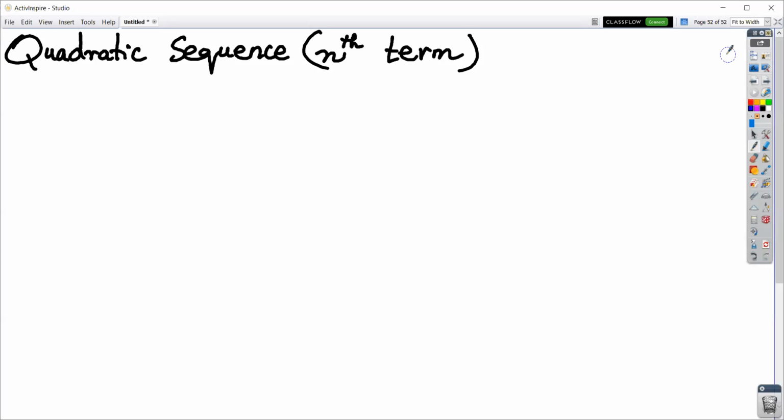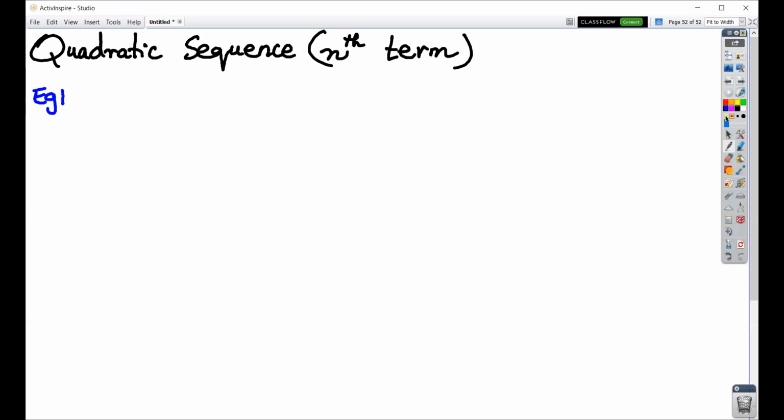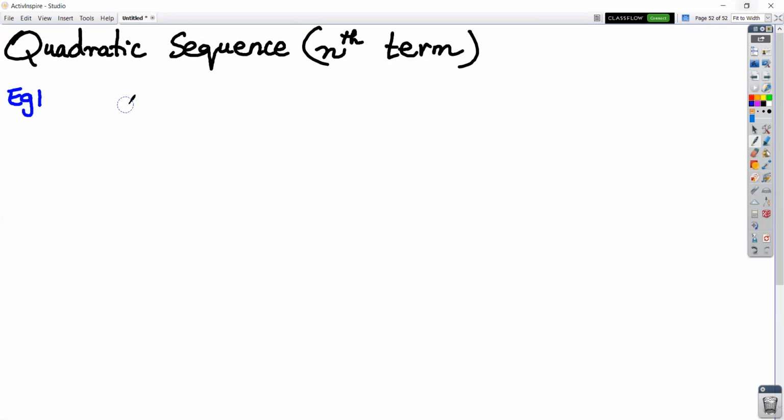Hi there, in this video we are learning how to find the nth term of a quadratic sequence. We begin with the first example, a sequence whose terms are 8, 23, 48, 83 and 128. So we have the first 5 terms of the sequence.